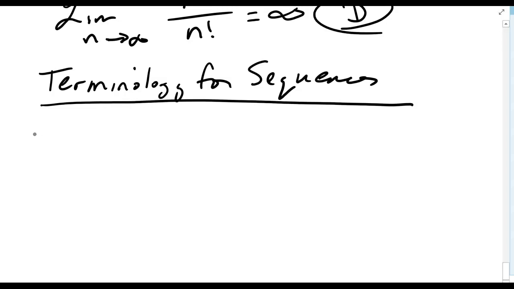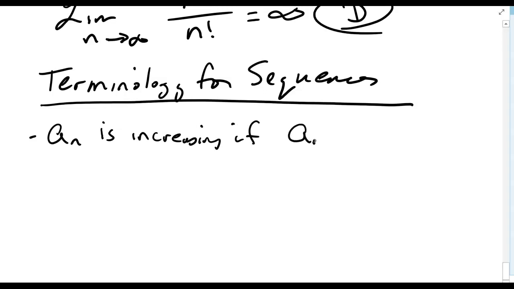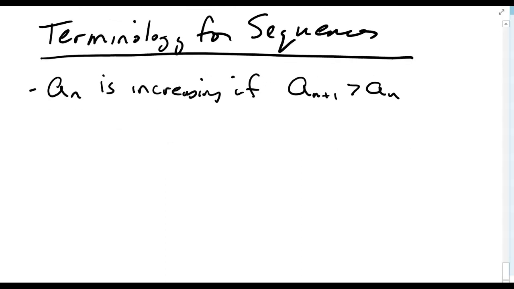terms of your sequence. First one, a_n is an increasing sequence if one value that is further along is greater than the value before it. Makes sense, right? a_(n+1) is greater than a_n.